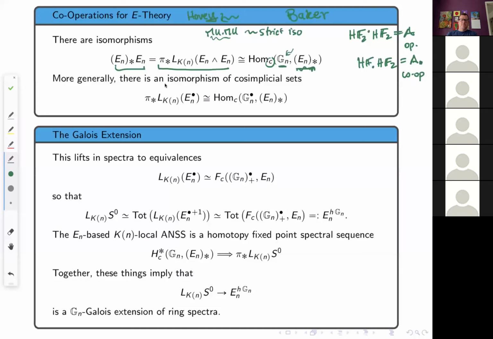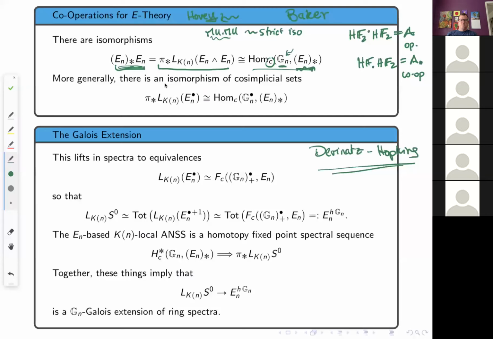Okay, but now, so this part here, I should have put it in the thing, so this is the work of Devinatz and Hopkins, okay? So this is one of the seminal papers. It's not on my webpage, I will add it. And it just sort of lifts all of the story to spectra, okay? So we had this E_n star, E_n was this.